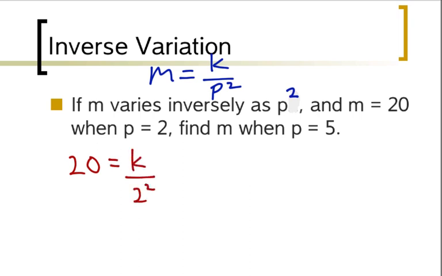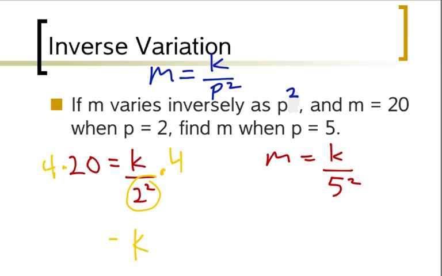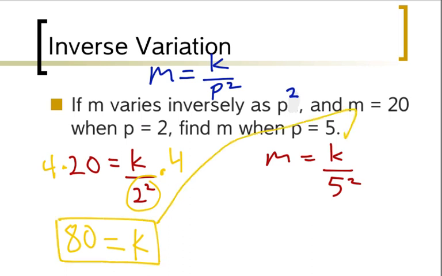The second formula is going to be, we want to know what m is, equals k over 5 squared. Okay? So we just work it out. This is 4, so I times by 4 to both sides, and I get k equals 80. So now that I have k, I put it over here. So that means I get m equals 80 over my 5 squared, which is 25.